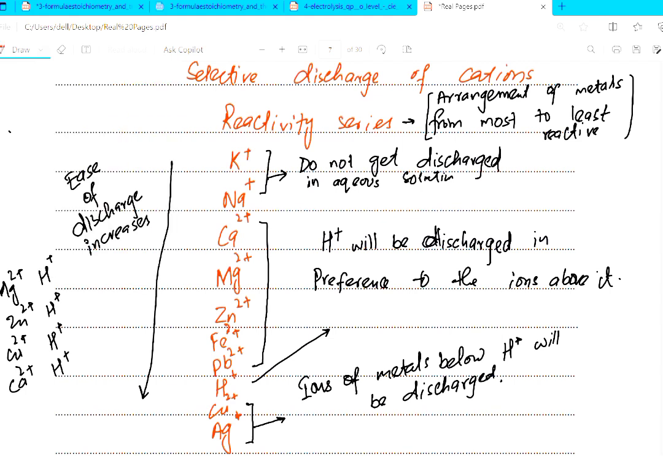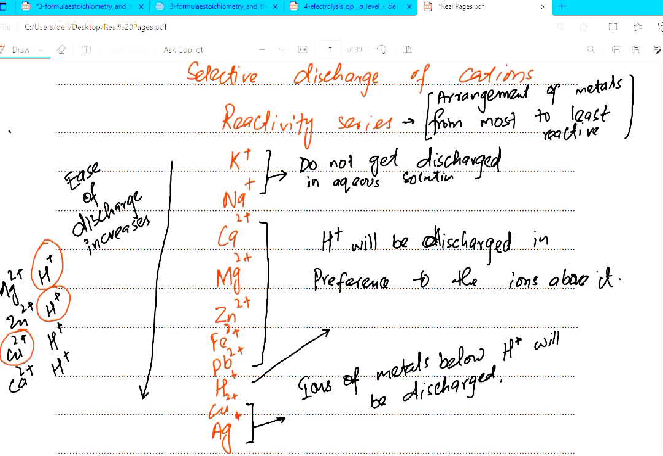Magnesium is above hydrogen in the series, so hydrogen will be preferred to be discharged by the cathode. Zinc is above hydrogen in the reactivity series, so hydrogen will be preferred because it's easy for the cathode to discharge the hydrogen. Copper and hydrogen, so here what will be selected? Copper, definitely, because copper is lower than hydrogen. So copper will be selected for discharging, and hydrogen will remain in the solution.